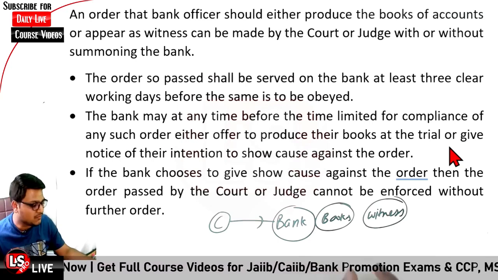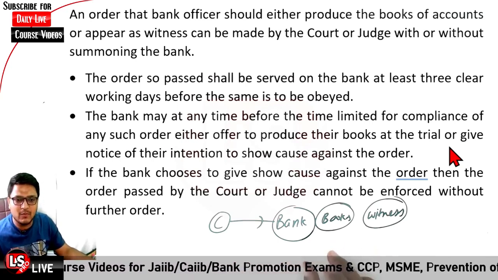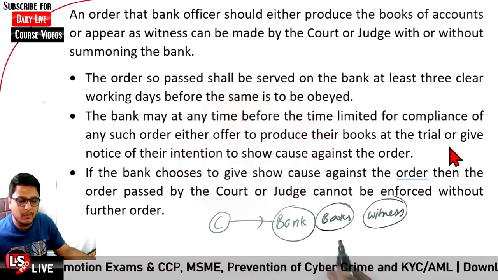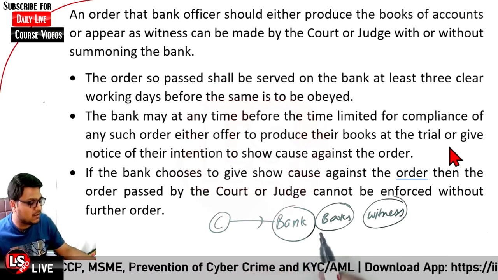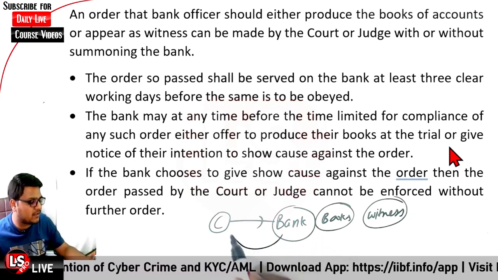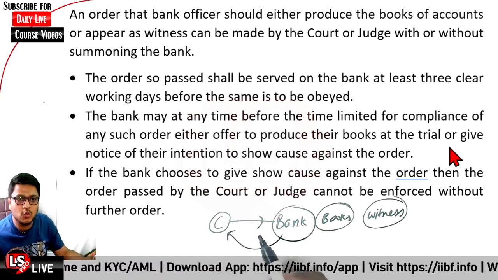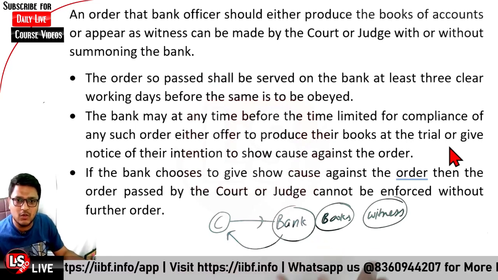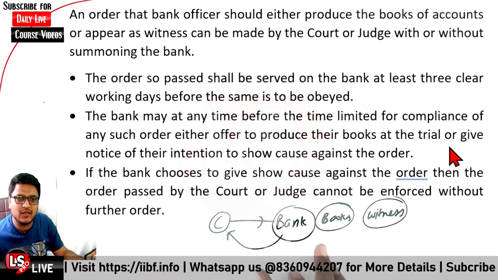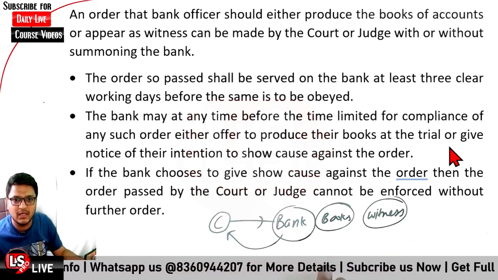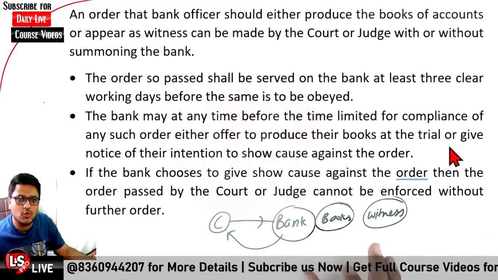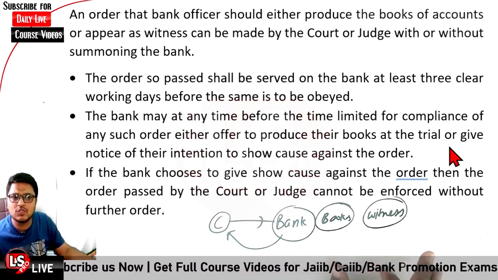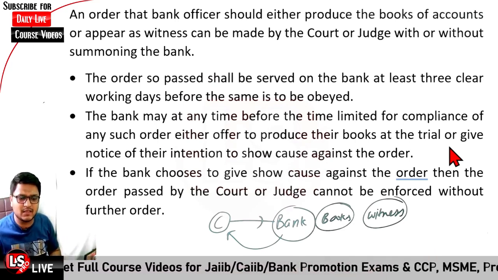And further, regarding the compliance, if the bank wants to obey the order, the bank can do so. The bank can produce the books or appear as witness. But the bank can also raise an objection, to show cause against the order. Okay, and in case the bank chooses to show cause against the order, then the order passed by the court or judge cannot be enforced without further order. Okay, that is the case.